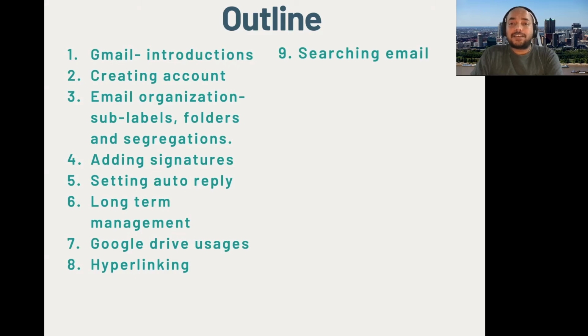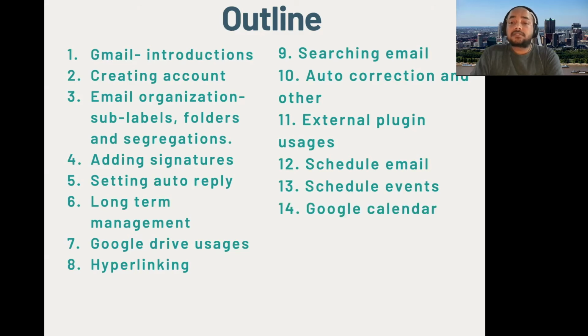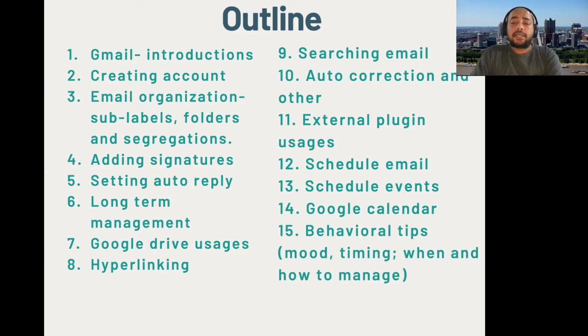It's very important. Many times we struggle to find an email which we have received earlier, so there are some ways you can select and filter things. Then the tenth is about auto correction and grammatical corrections while you write your email. There are a lot of external plugins. Then there are options to schedule your email, and I'll be talking about that. And in Google Calendar, you can schedule events. Then there are behavioral tips on timings and when and how to manage these things. And then the 16th is about do's and don'ts in general in Gmail.